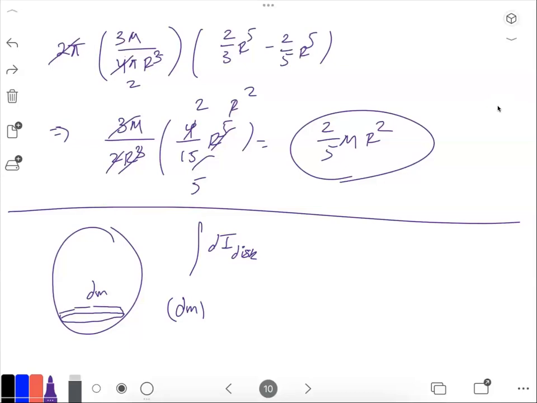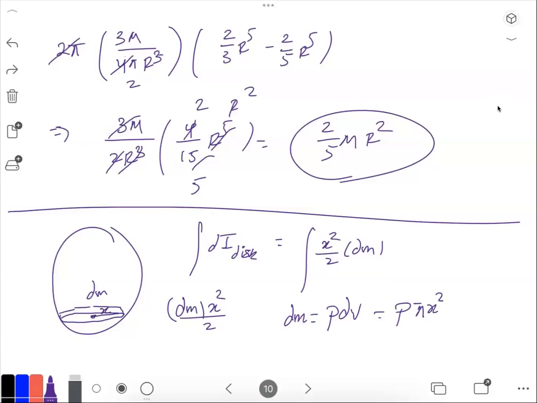Again, we're going to call the radius x, so dm times x squared over 2. So really what we want to do is integrate x squared over 2 dm, and then we'll specify the bounds once we find dm in terms of x. So what is dm though? Dm is going to be some volume density, rho, times dv. And dv is nothing but pi x squared. Now we actually need a height variable. We're going to call this dy.